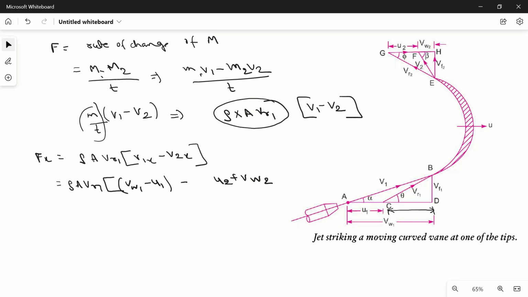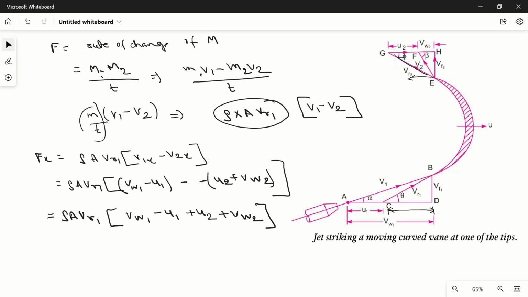Now you can see that this velocity is in the opposite direction, because after coming out of this blade, it is moving in this direction. So this velocity is in the opposite direction to the inlet direction. So this will be minus, because these two are in opposite directions. So it will become rho a VR1 in bracket VW1 minus U1, minus minus will become plus, plus U2 plus VW2.